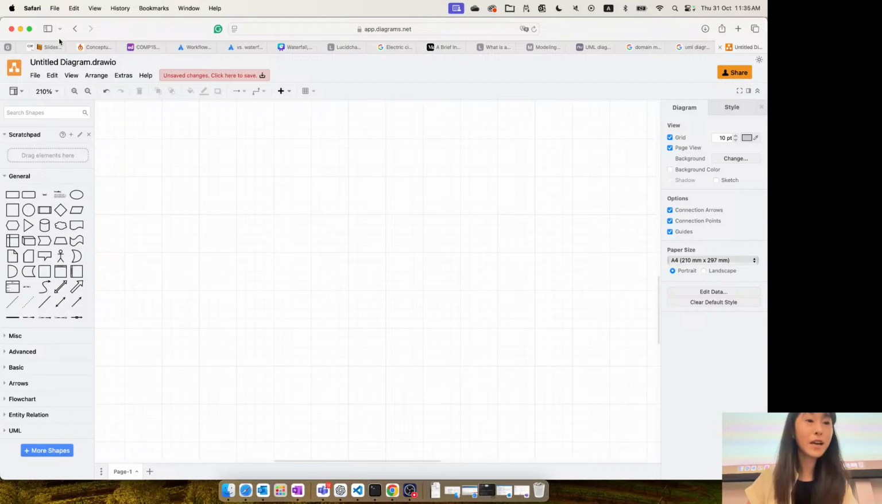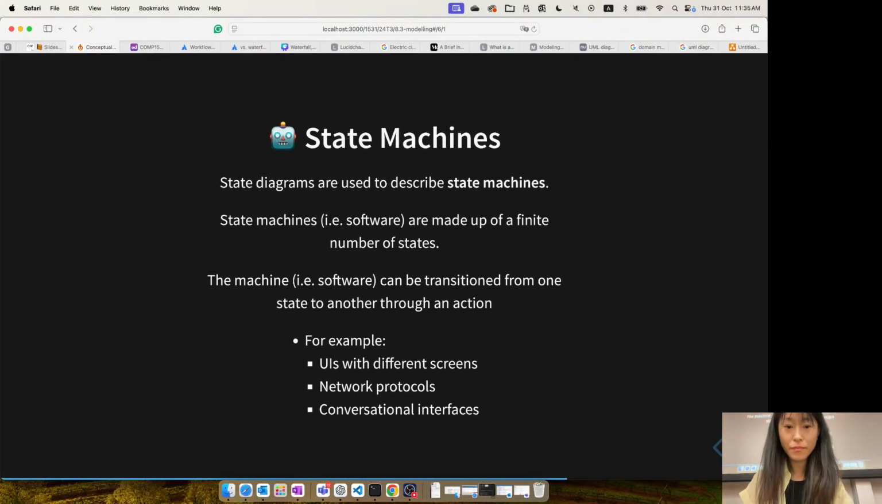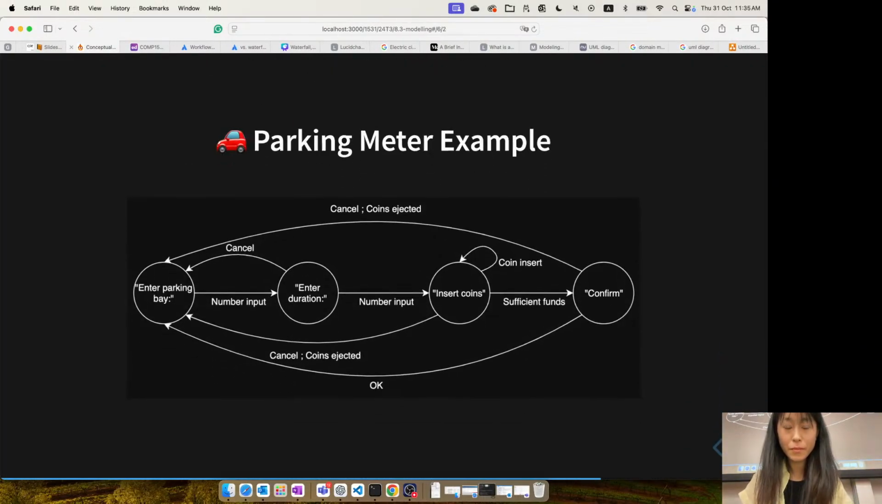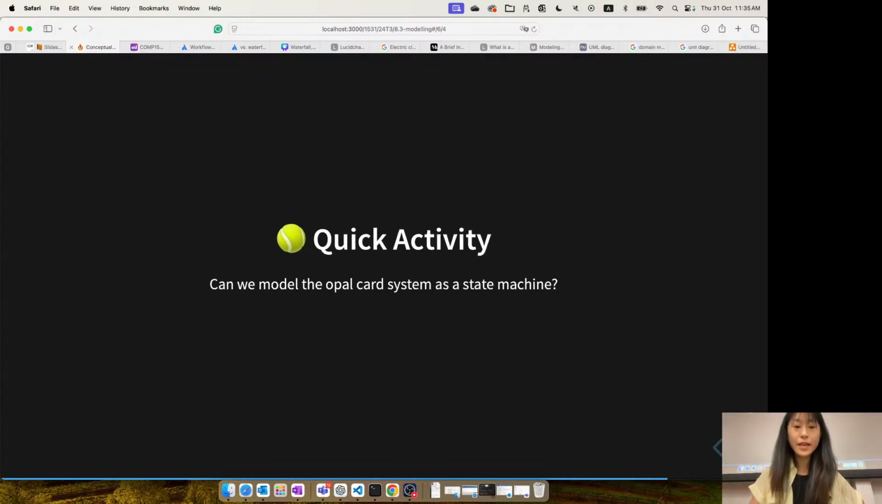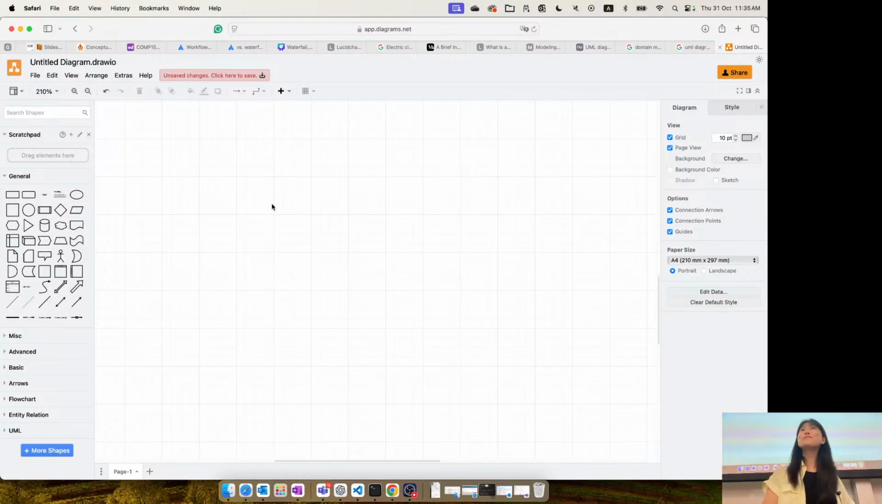Yeah. Let me have a look here. This is the parking one. Yeah, can we model the Opal card system as a state machine? Yeah, let's do this one. Okay, so who's brave enough to come here to draw a state diagram and get some feedback from the cohort? Do you want another one to join? Yeah, okay, cool, come here.